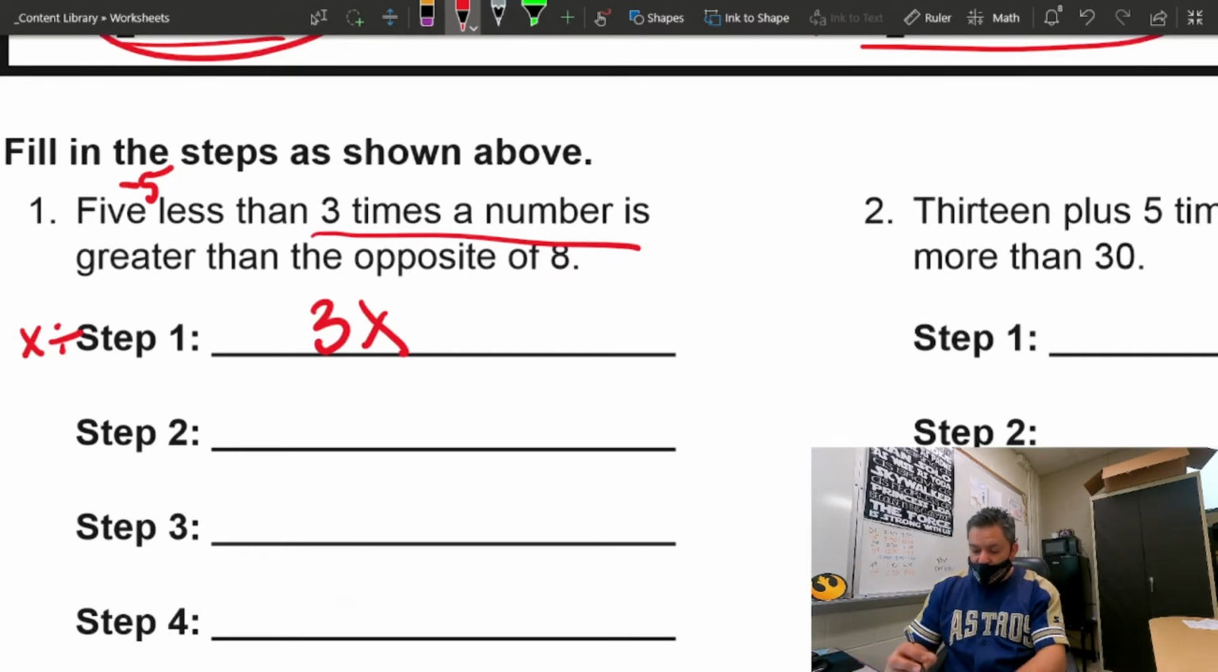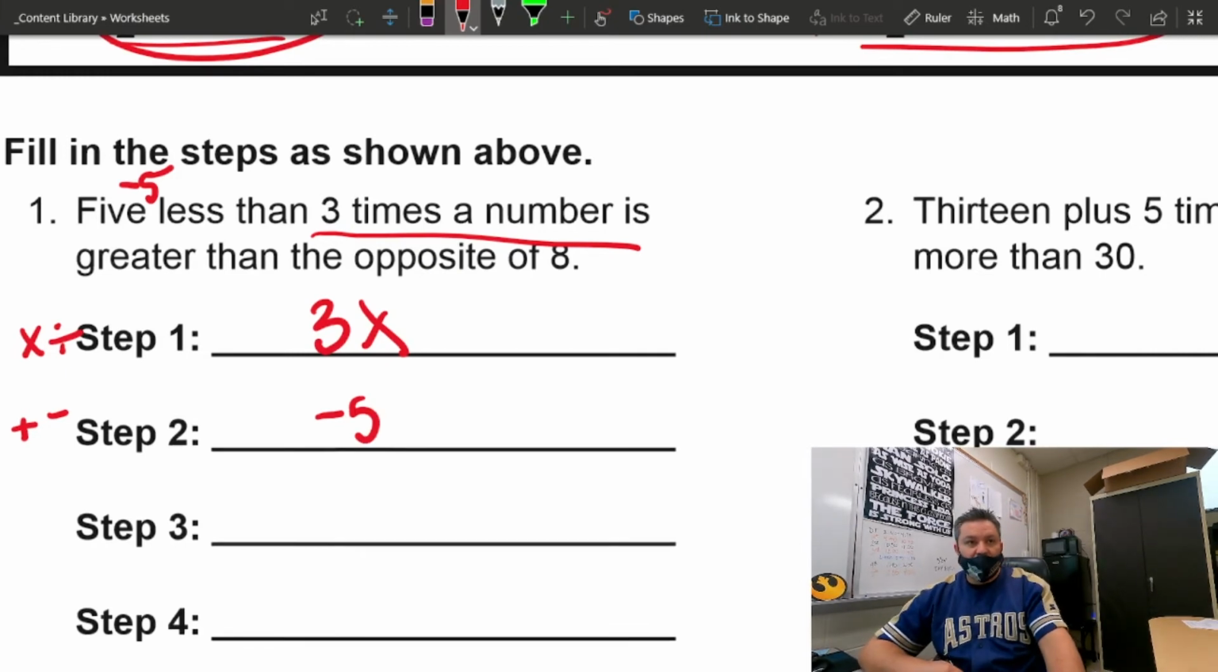Now, step two, add or subtract. What I found is 5 less, right? So, minus 5. Step three, we're gonna combine them two. It says 5 less than 3 times a number. This is where you gotta be paying attention, especially when you have subtraction. What are you taking away from what? Are you taking 5 away from the 3 times a number? Or are you taking 3 times a number away from 5? What's happening here?